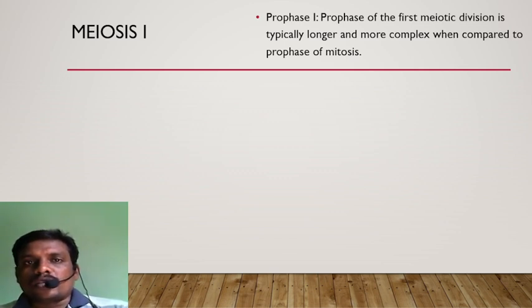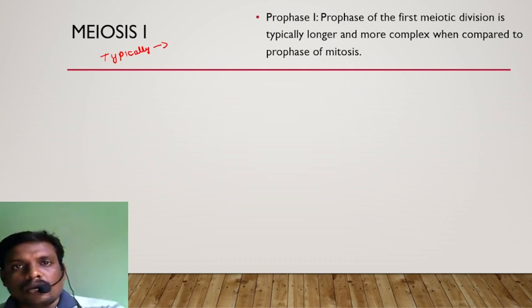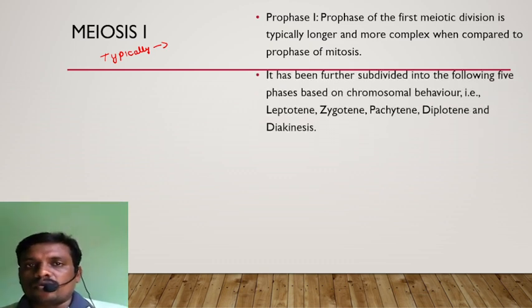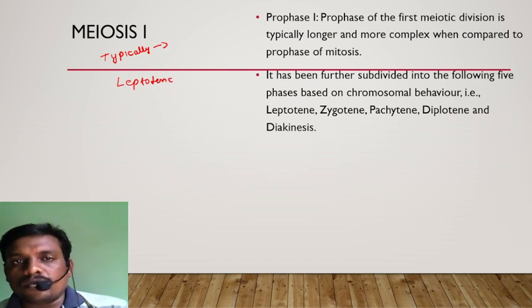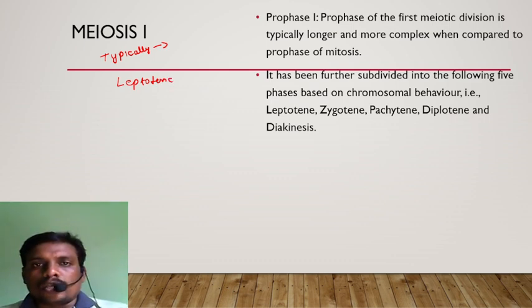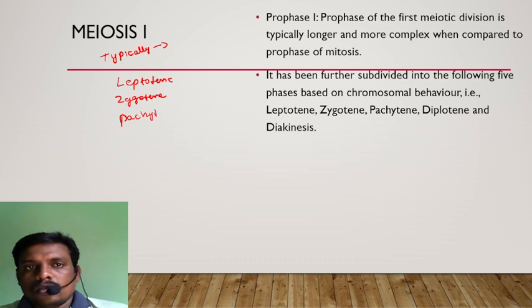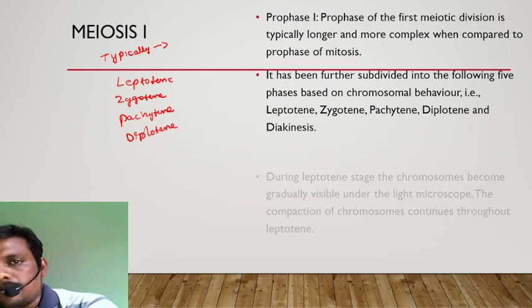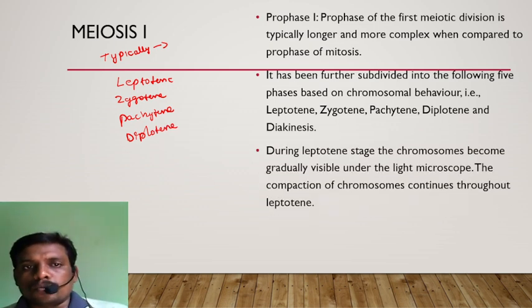Prophase I of the first meiotic division is typically longer and more complex when compared to the remaining phases of mitotic prophase. It has been further subdivided into the following phases. I am talking about the subphases of prophase I of meiosis I: Leptotene, Zygotene, Pachytene, Diplotene, and Diakinesis.